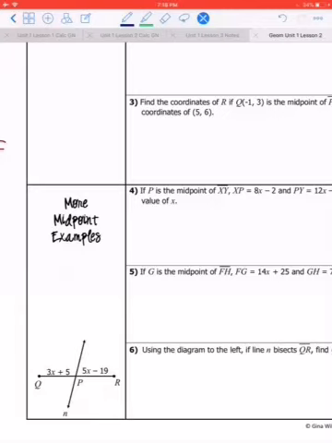Okay, so these questions 4, 5, and 6 are putting the definition of midpoints into an application for line segments or lines, okay? So what does midpoint really mean? It means it's the middle of a given line, okay? So middle means that they're equivalent on either side of the midpoint, okay?